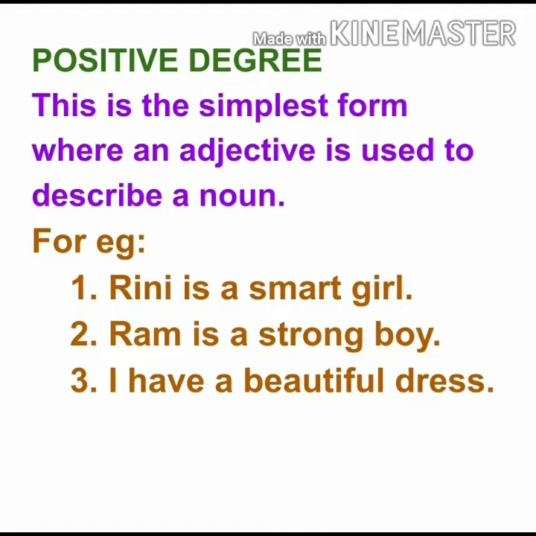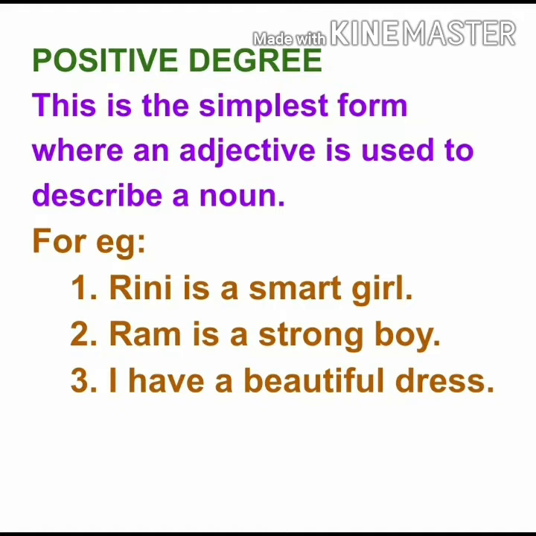Positive degree. This is the simplest form where an adjective is used to describe a noun. For example, Rini is a smart girl. Ram is a strong boy. I have a beautiful dress.